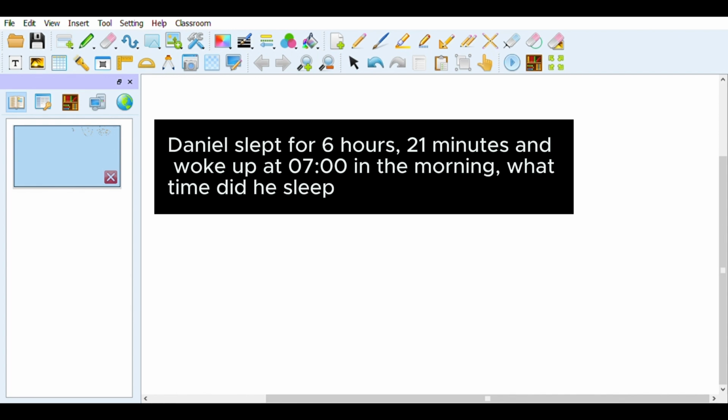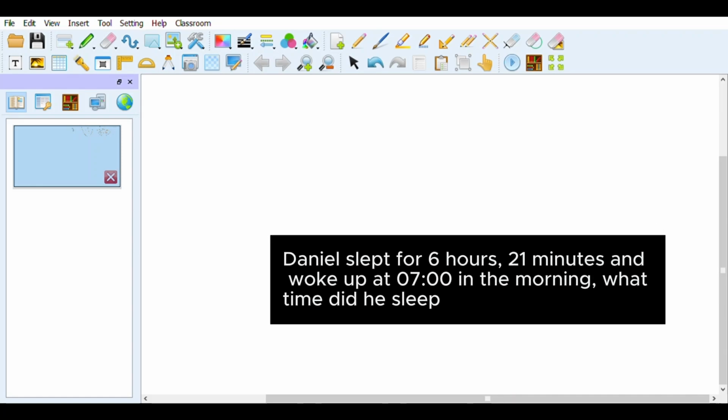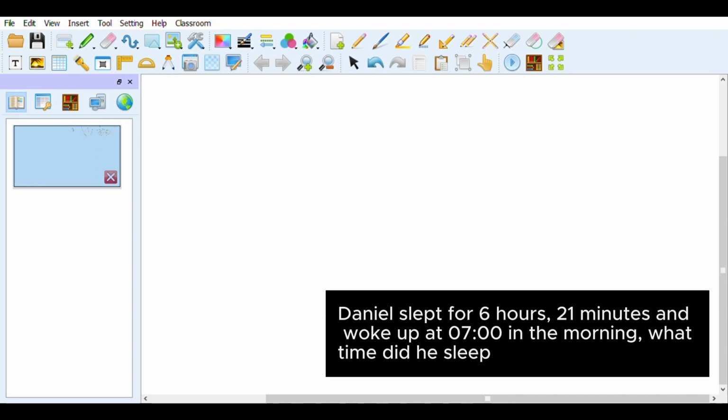Okay, so we're saying that Daniel slept for 6 hours, 21 minutes, when he woke up at exactly 7 o'clock. So what we need to do right now is to know when he slept by subtracting 6 hours 21 minutes from 7 o'clock.